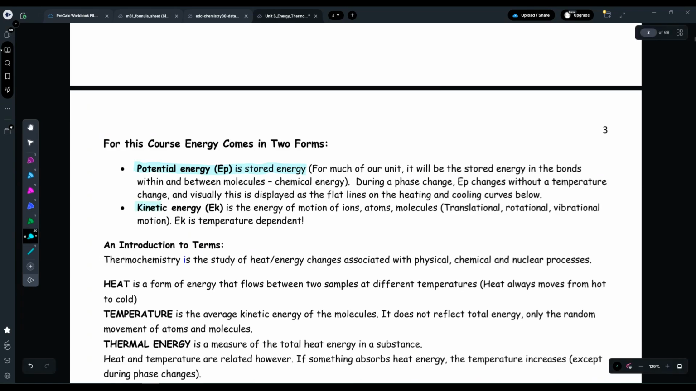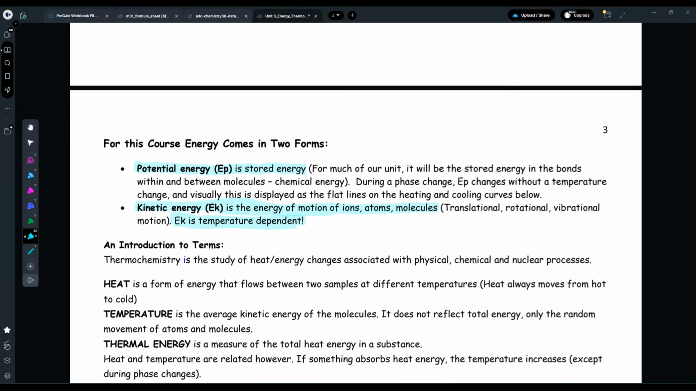Now, kinetic energy is the energy of motion of ions, atoms, and molecules. This could include translational, rotational, and vibrational motion. Kinetic energy is temperature dependent. The reason we say it is temperature dependent is that temperature is a measure of the average kinetic energy of molecules.